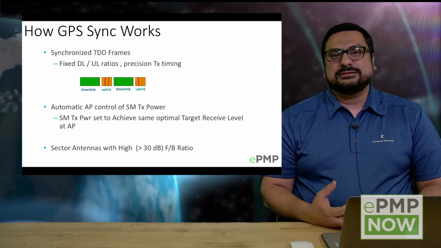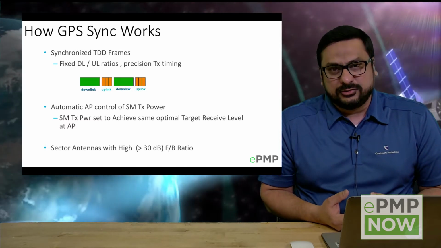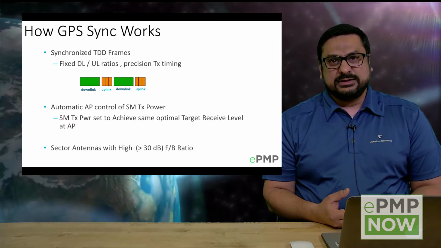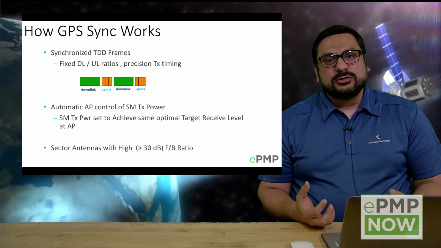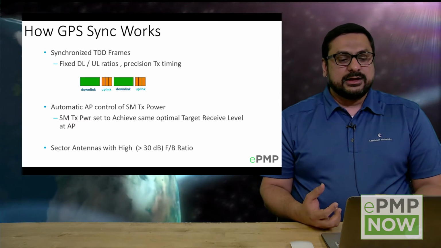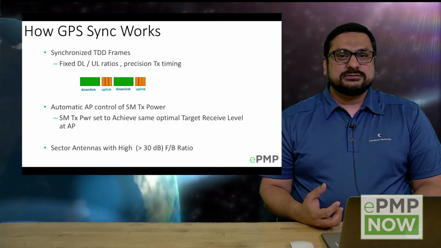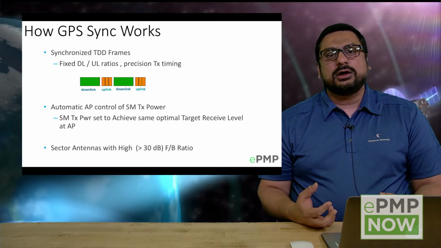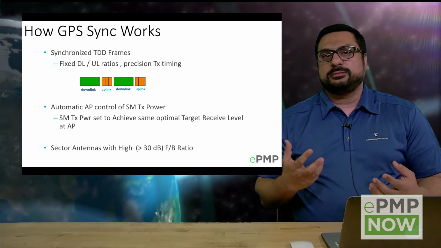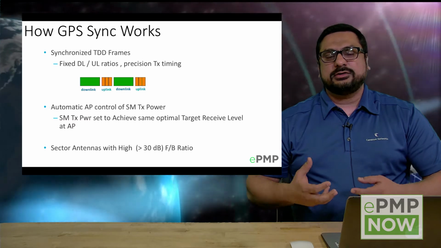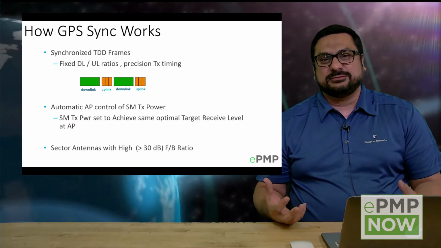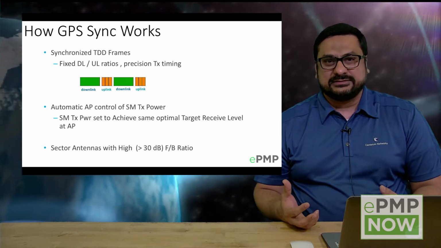Another important thing is the automatic transmit power control feature that exists in ePMP. This is a feature where the access point controls the transmit power of the SM. This is very important because we don't want the SMs transmitting at whatever power they want. Typically, when there is no automatic transmit power control, our operator tends to set the max TX power for an SM, or set the SMs to max TX power.